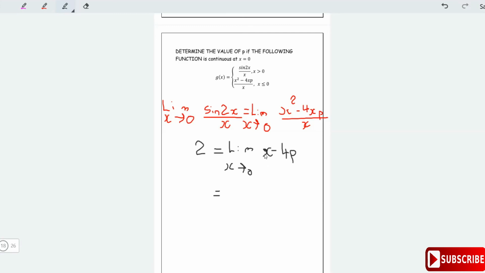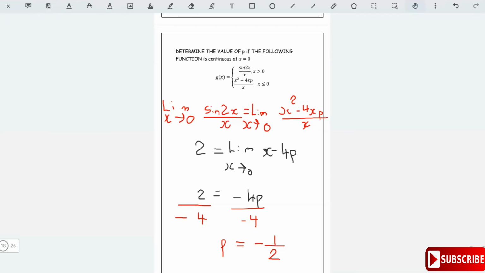Plugging in x as 0 here, you would get minus 4p is equal to 2. And if minus 4p is equal to 2, we just divide both sides by negative 4. Dividing both sides by negative 4, we end up with p equal to negative 1 over 2. Nice. That's what we get. And that's how we do these questions. Easy stuff.